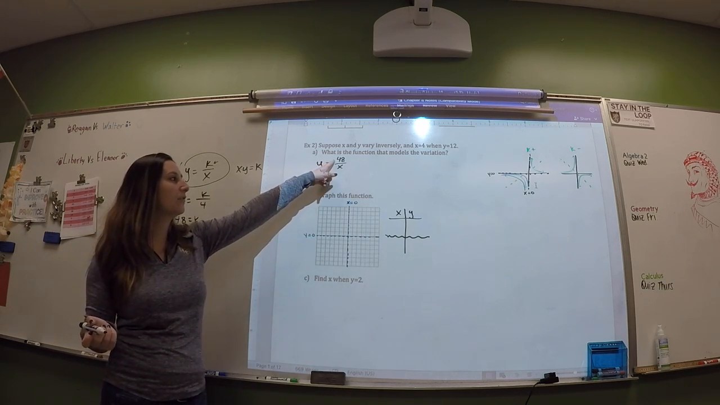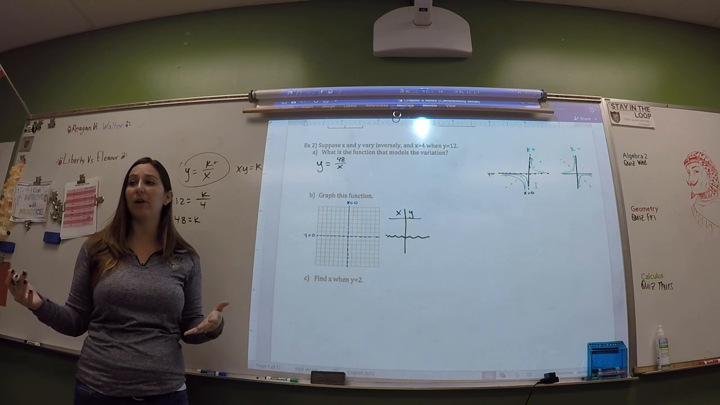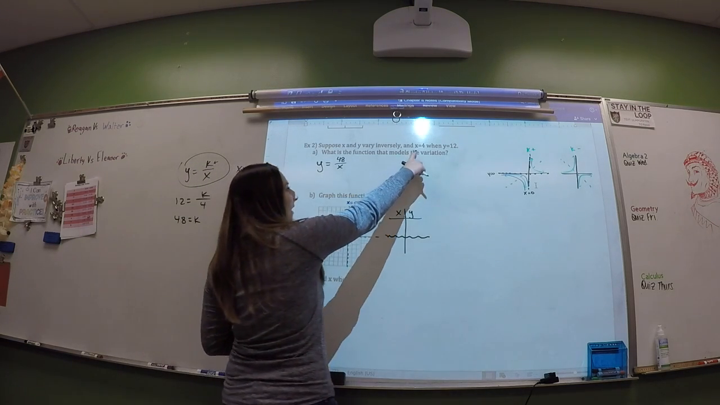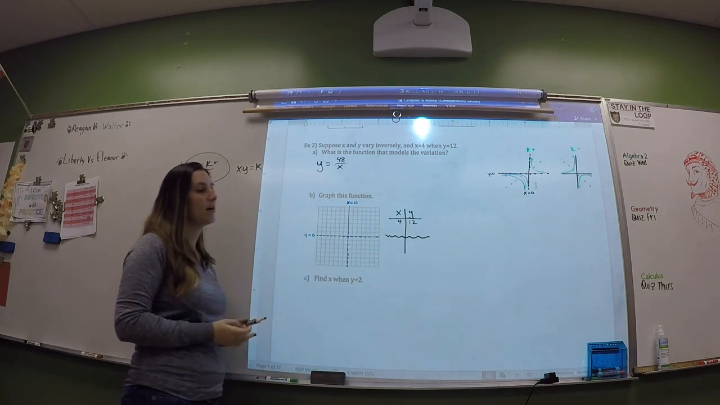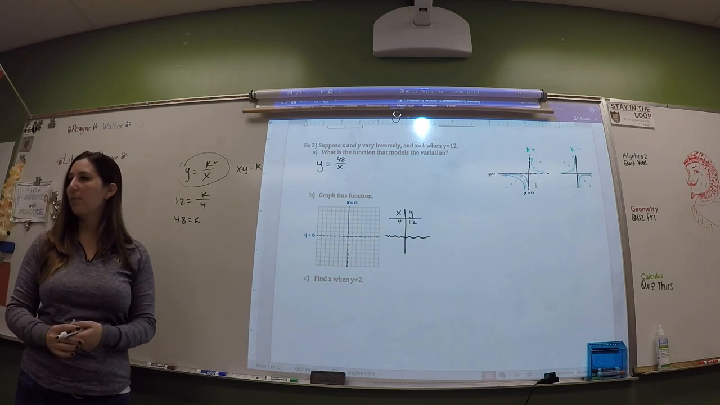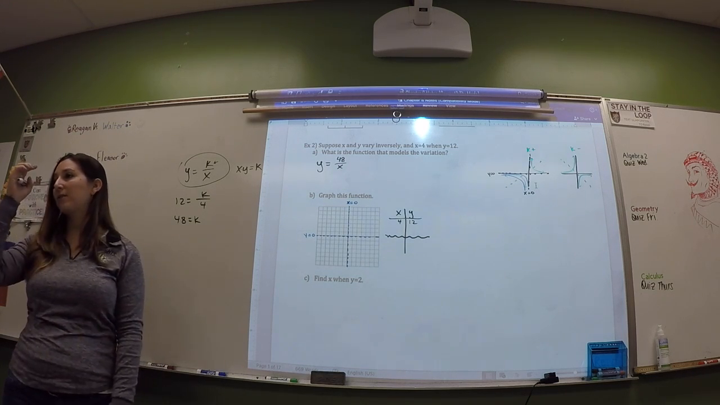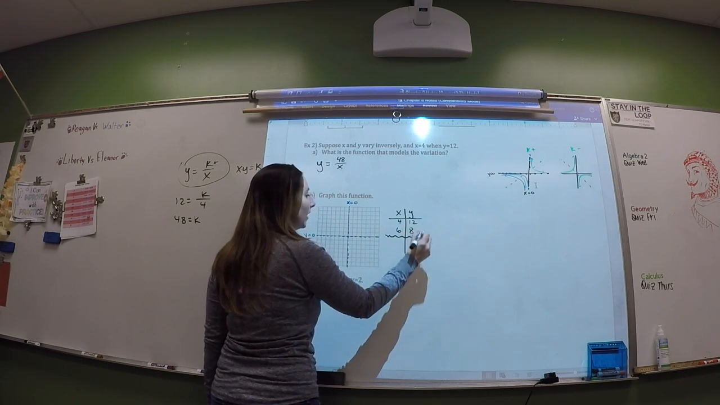Because k is 48, I'm going to try to pick numbers that go into 48 for x. Now we already have 1. They gave us 1, right? It said x was 4 and y is 12, so we might as well use that one. And another x value that goes into 48 would be 6, so we can use 6 and 8.